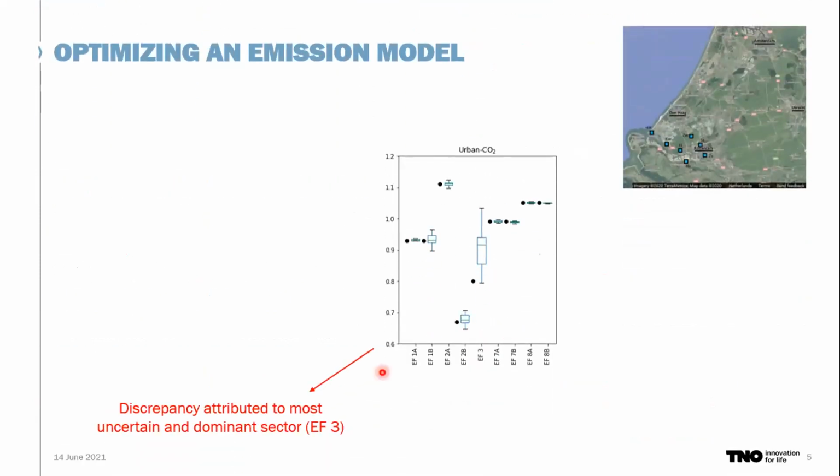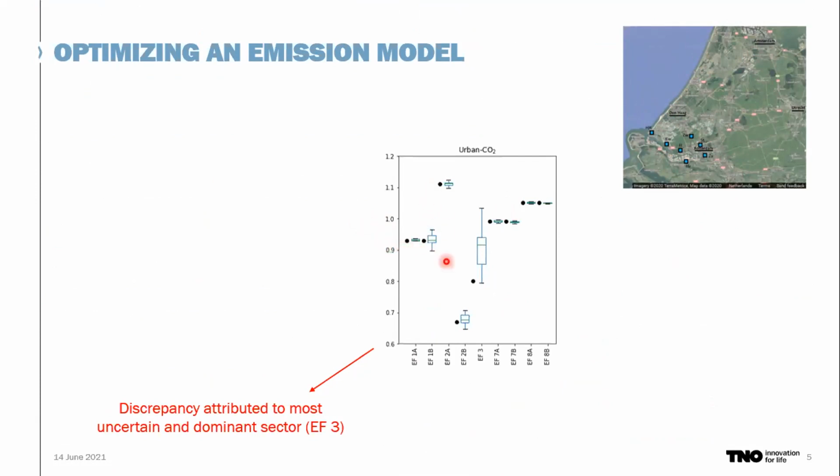So I'll give you an example of what it looks like to optimize an emission model. You see here the domain that is used, the west coast of the Netherlands. Here you have the city of Rotterdam, The Hague, and Amsterdam. This is a synthetic experiment, without any real observation. So I can already tell you that the actual scaling factor should be 1.